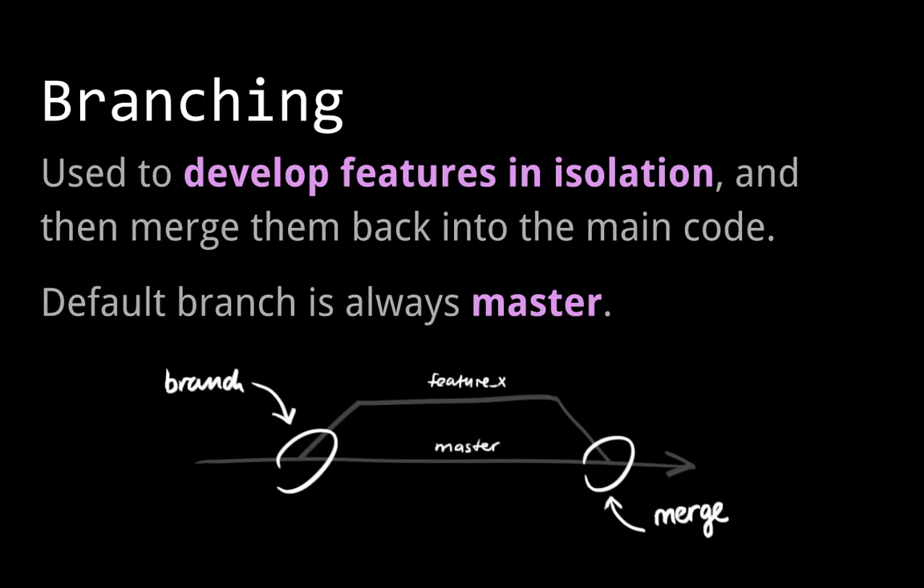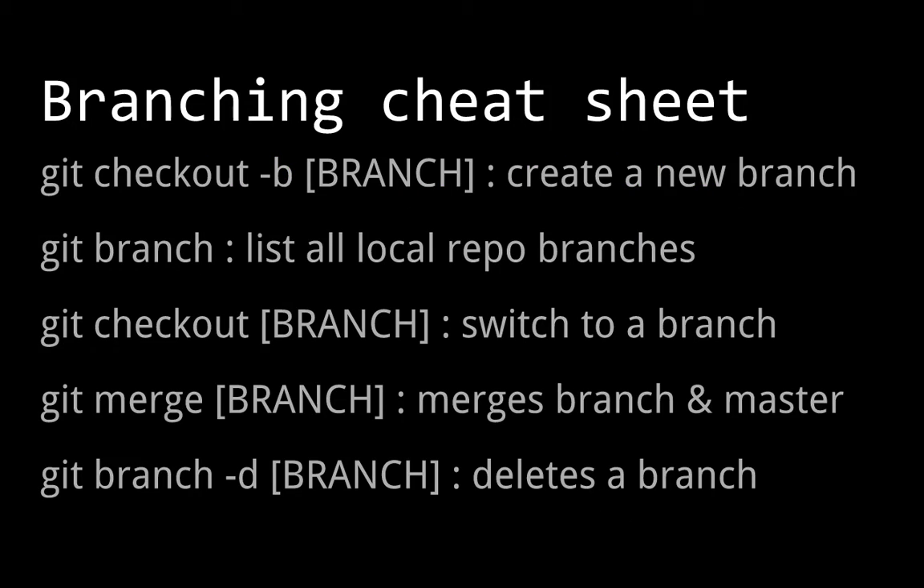Note that branches exist in both local and remote repos, and that it is imperative that the coder keeps them in sync. So here's our cute little branching cheat sheet. It has 5 major branching commands. Git checkout -b branch name makes a new local branch with that name and sets you up to start working on that branch. Git branch lists all local repo branches that exist.